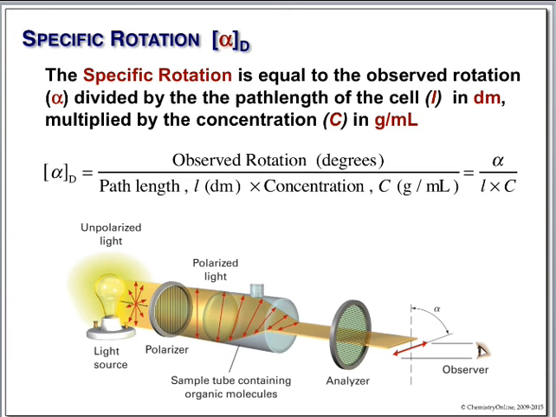Observed rotation, that's what you see, called alpha. Your path length: the longer the path length, the more rotation you get. Concentration, to show what an old technique this is, the concentration is in grams per mL. The length there is also odd. It's in decimeters, not centimeters. Anyway, this is how you do the calculation. Alpha over LC gives a specific rotation. Again, that should be unique for a compound.